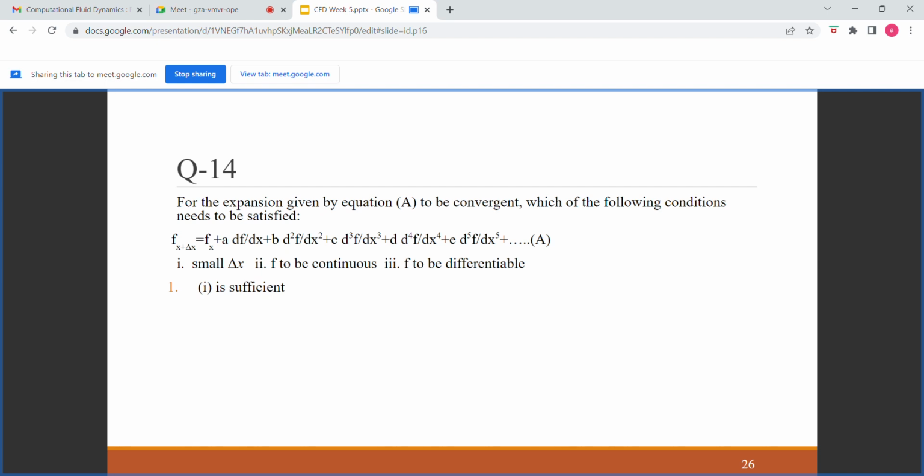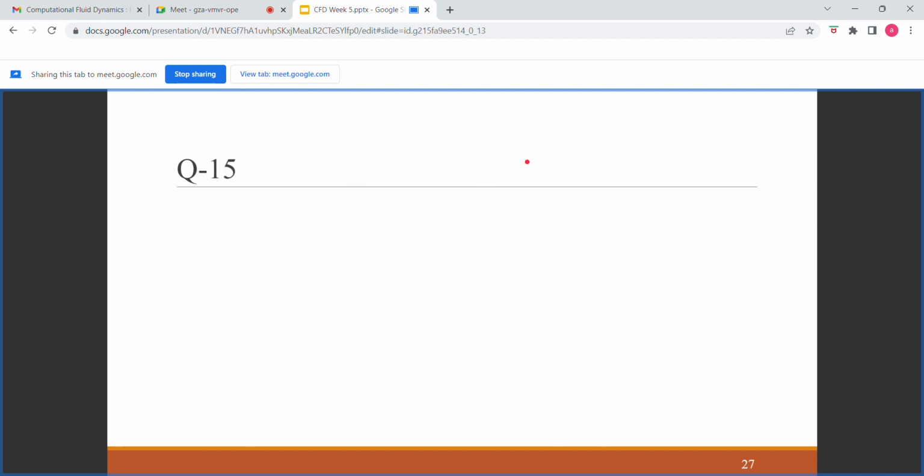One is required, but one is not sufficient. Two is required, but it is not sufficient. Three alone is sufficient, false. All three are necessary. This is the right answer. We need small delta x, f to be continuous, and f to be differentiable. I hope this is clear. The answer is option 4, that is, all three are necessary: small delta x, f is continuous, f is differentiable.